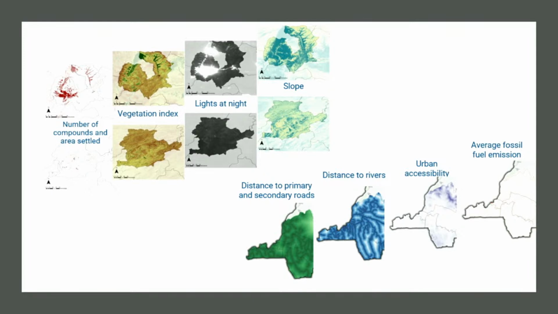Or the light at night, or the slope. So you're going to have all this information at the grid cell level.